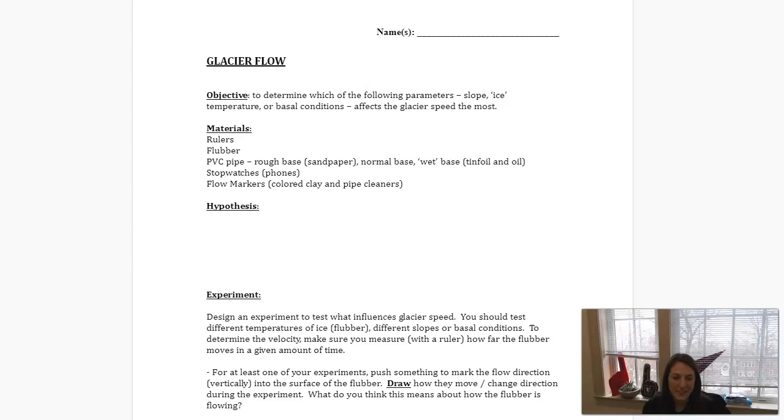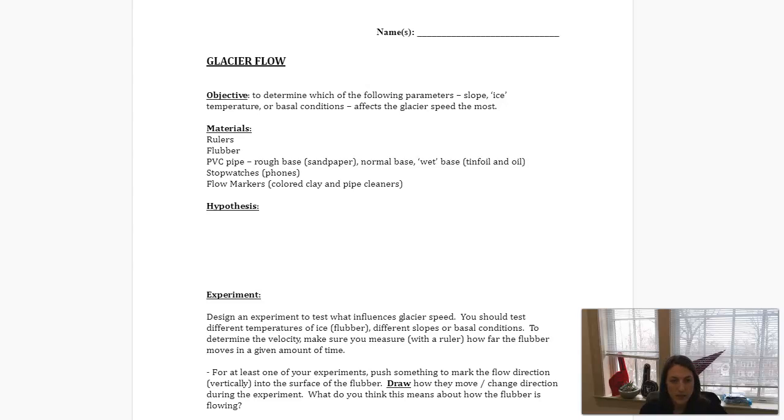All, we're about to start our Glacier Flow Lab, which helps us understand better the different variables that affect how glaciers flow and what variables affect it the most. So in order to do this, we are going to break up into 3 different groups with 4 students per group, and I'll let you know your groups once we get into class.